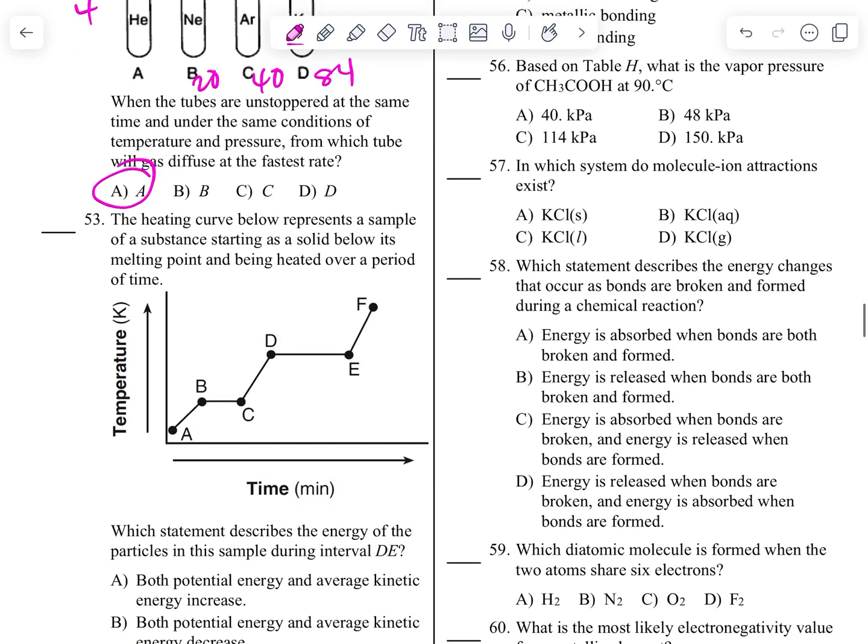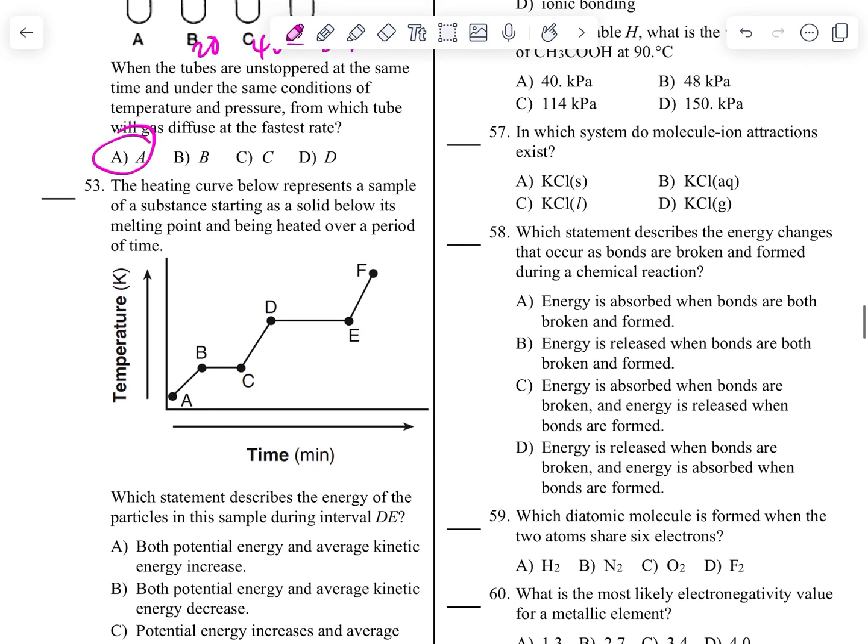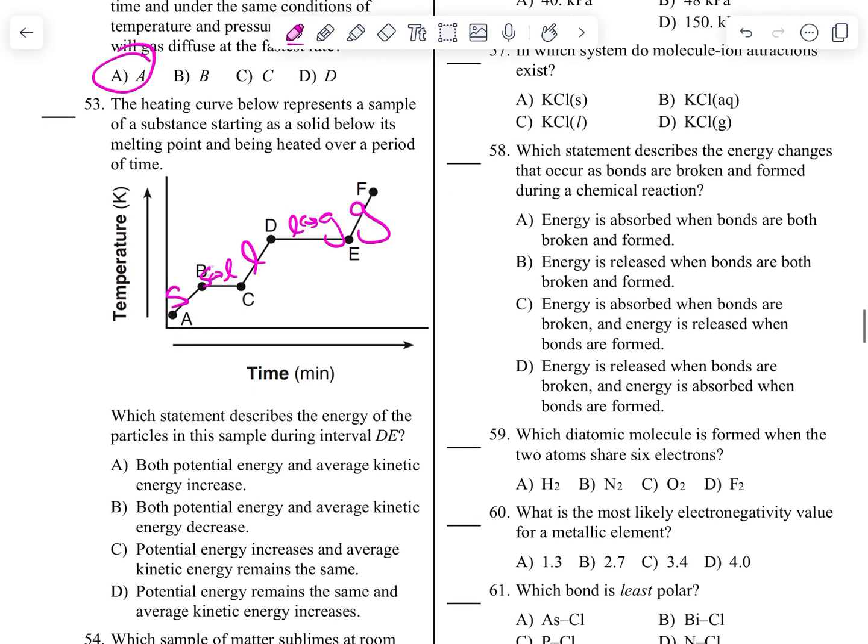The heating curve below represents a sample of a substance starting as a solid. So that means this is liquid, this is gas, solid to liquid, liquid to gas. That's very hard to read. This is melting here. Solid. Liquid. Which statement describes what's happening during DE?